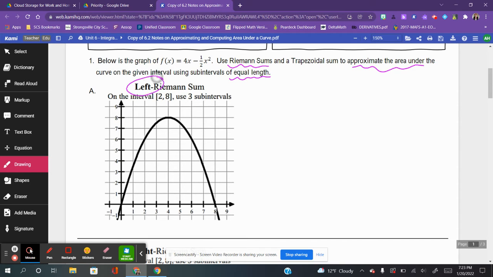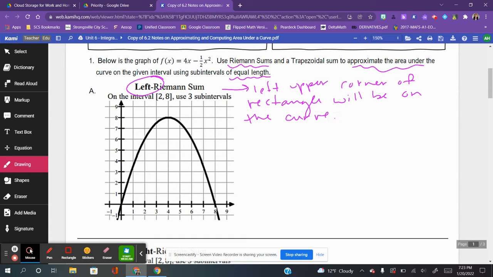All right, so a left Riemann sum is that the left upper corner of the rectangle that we draw will be on the curve. All right, the left upper corner of the rectangle will be on the curve. So the first thing I have to do is I have to say, well, I'm going to start drawing rectangles here when x is 2, and I'm going to stop drawing rectangles when x is 8. But I have to know how to draw those rectangles.